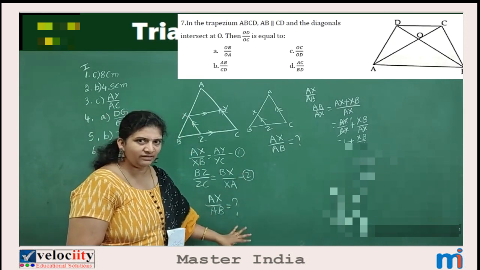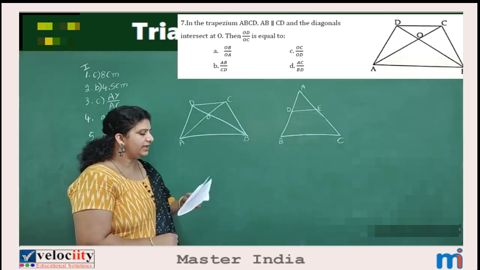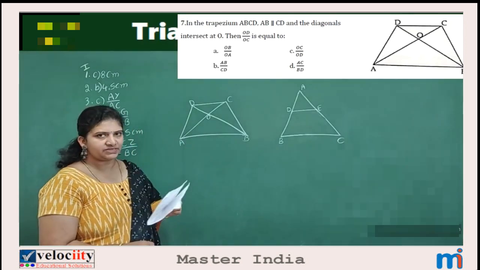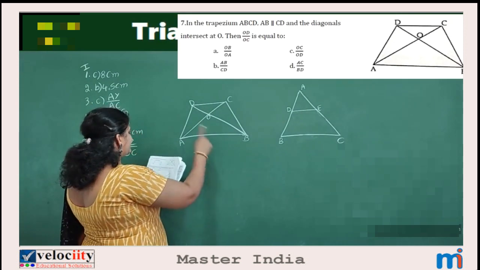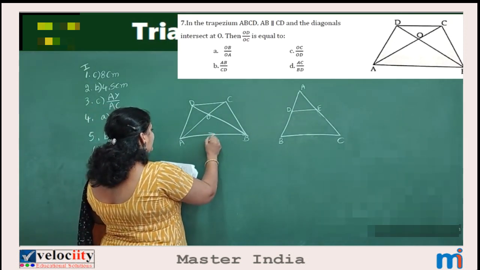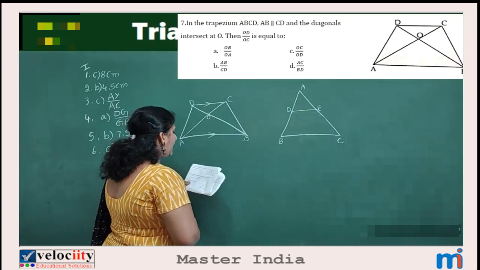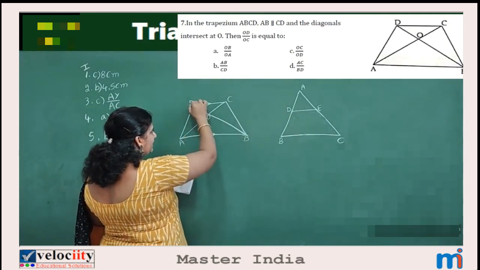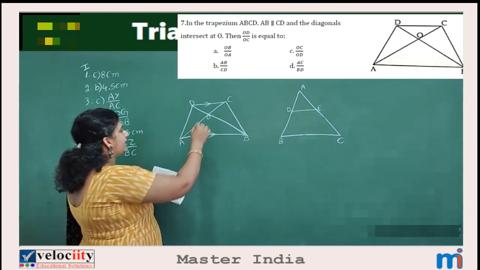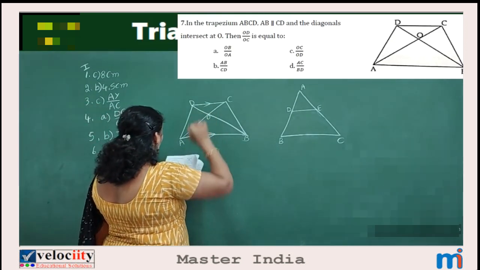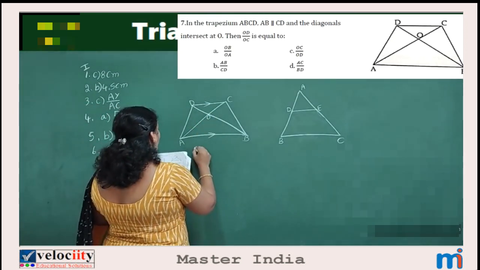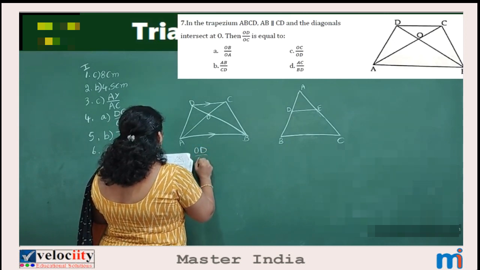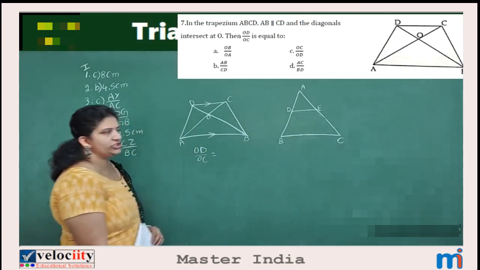Okay, is this clear? 7th one, in the trapezium, you can see a trapezium here. ABCD, AB is parallel to CD and the diagonals intersect at O. AC and BD are the diagonals. Both are intersecting at point O. Then OD by OC is equal to your question.